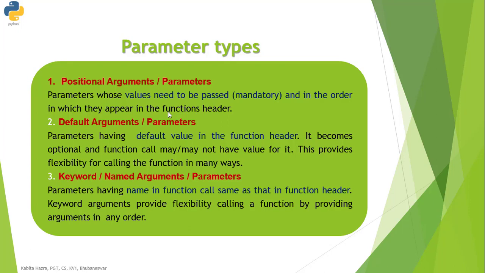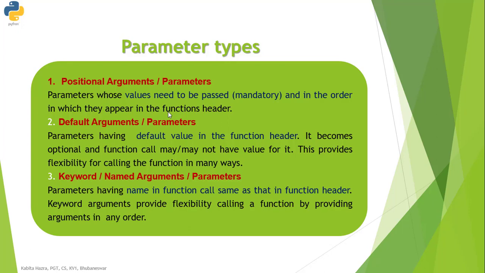Positional parameters are those parameters whose values must be passed. They are mandatory, and their values need to be passed in the order in which they appear in the function's header. That means in the function call, the values that we provide should be according to the parameters that are there in the function's header or definition.